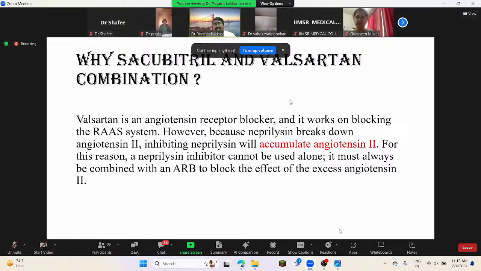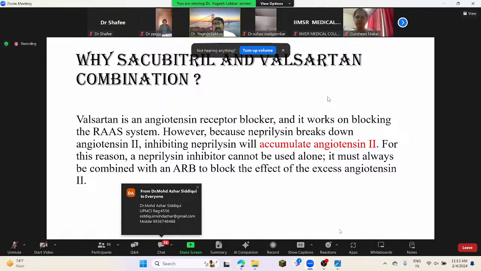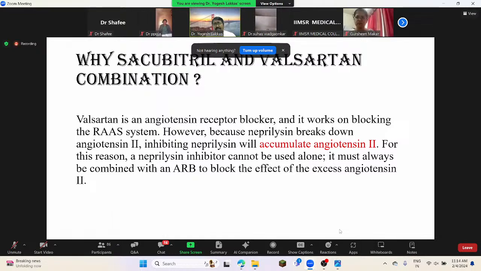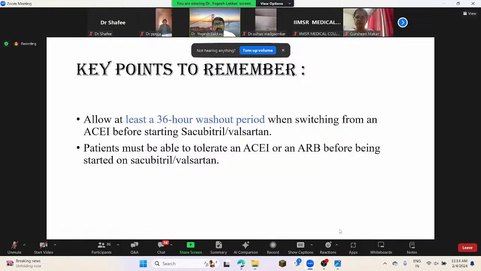However, neprilysin breaks down angiotensin 2. When neprilysin is inhibited, it will increase the ANP and BNP levels, but simultaneously it is going to accumulate angiotensin 2, and that can have the opposite effect on the mechanism. That's why combining valsartan with sacubitril, the neprilysin inhibitor, is a very important aspect, and you have to combine these molecules. Otherwise, sacubitril alone will not have its desired effect.